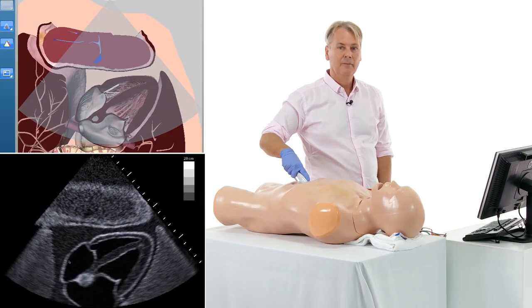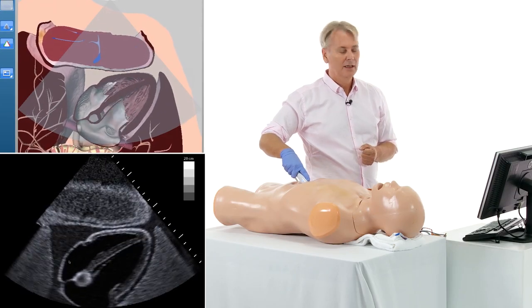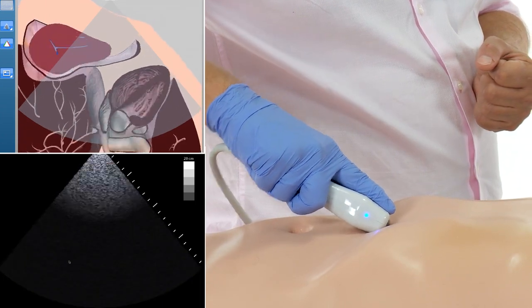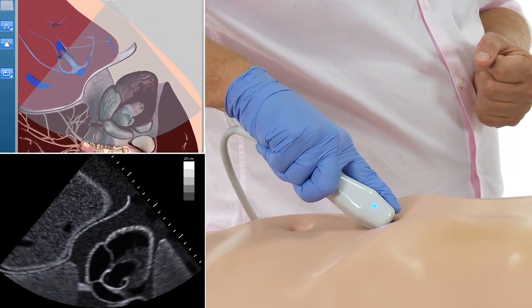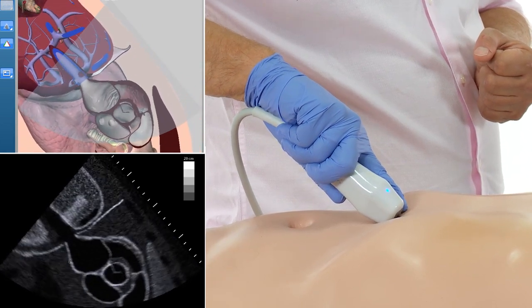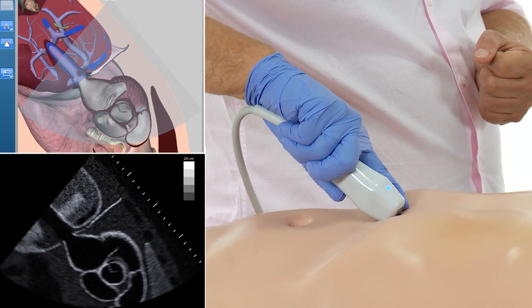I want to show you how to find the IVC again on the simulator, because there you can nicely see how the anatomy fits to the cut plane that you should acquire. How do you display the IVC? Well, simply by rotating towards the right, so more towards the liver, and tilting the transducer, and at the same time rotating, and all of a sudden you will see the IVC as it enters the right atrium.